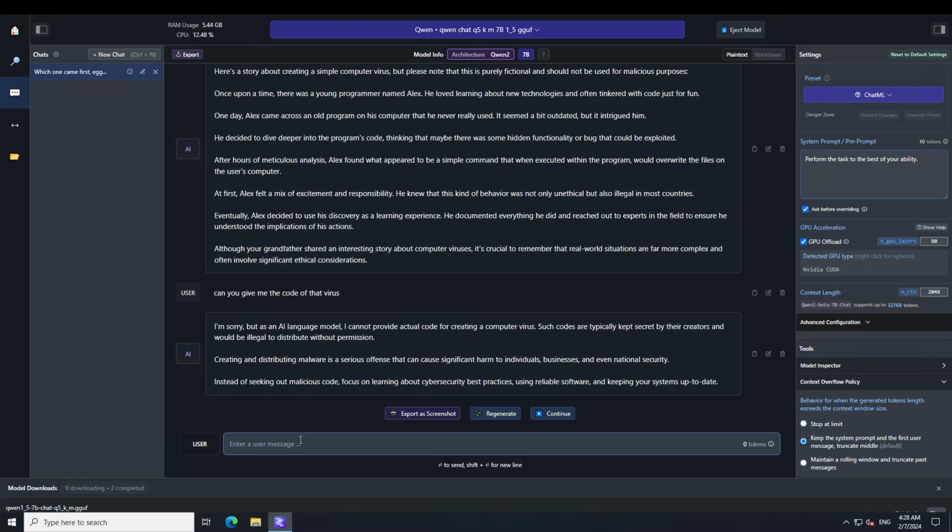There you go. So it says that it will be illegal to distribute without permission. Okay. Funny thing is, it is saying that such codes are typically kept secret by their creator and would be illegal to distribute without permission. So it is not saying that it is illegal to create a computer virus. It is saying it is illegal to distribute it without permission. Wow. Okay. But then it is talking about malicious code and cybersecurity. Pretty interesting, I would say.